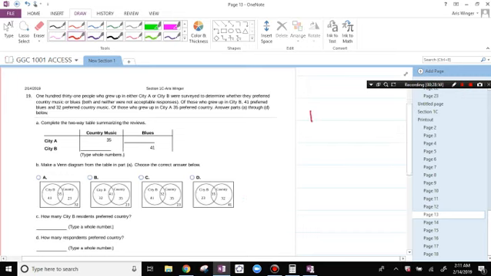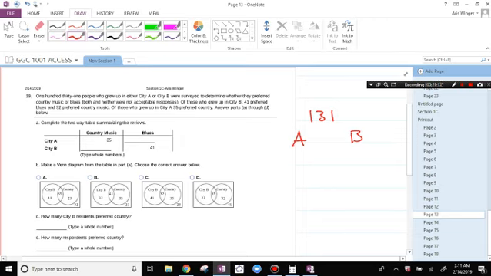131 people who grew up in either City A or City B were surveyed to determine whether they prefer country music or blues. Both and neither were not acceptable responses. So they either had to say country music or blues. They couldn't say neither one or both.